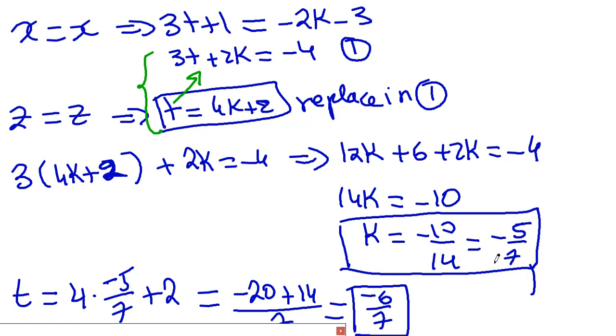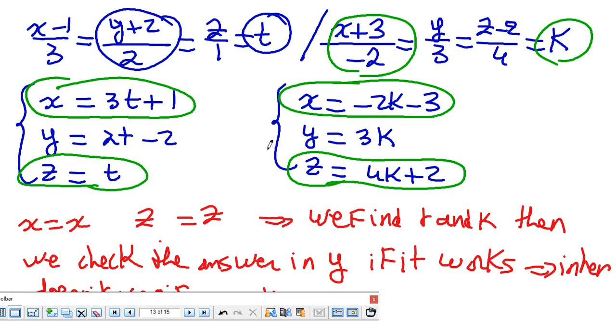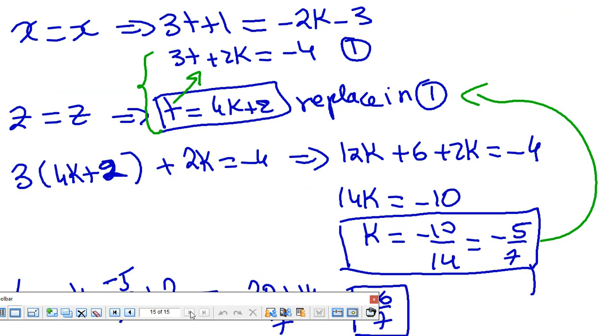Excellent. I got k. Let's replace it in the first equation here to find t. So t will be equal to 4 times minus 5 over 7 plus 2. I got t. Excellent. I got t and k. Okay, I want to see if those values of t and k verify the third equation that I didn't touch till now, this one. So I will put y equal to y and I will replace t here and k here and they should give me the same answer. So let's see what's going to happen.